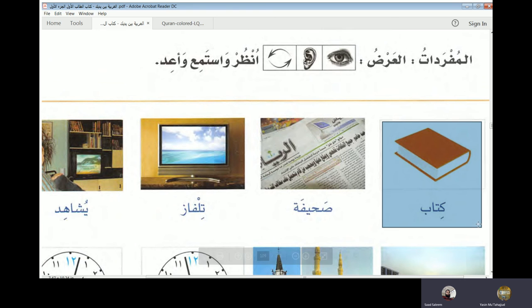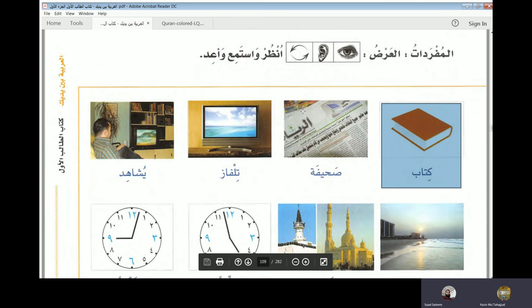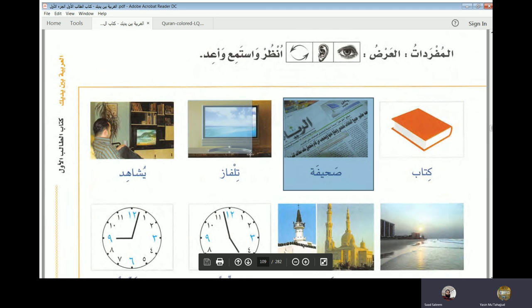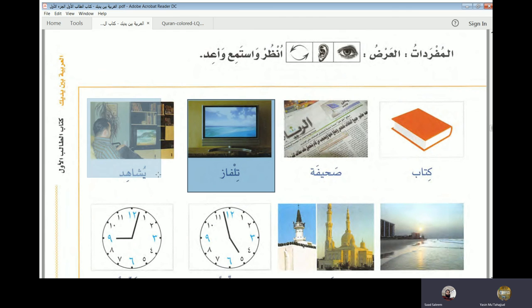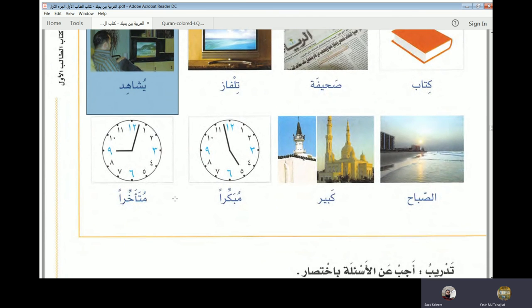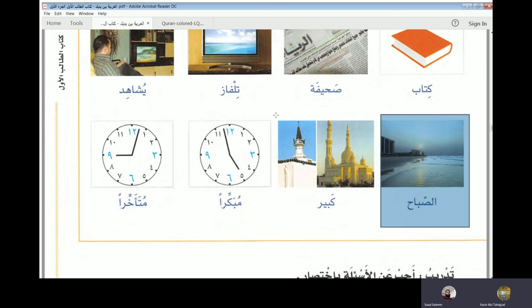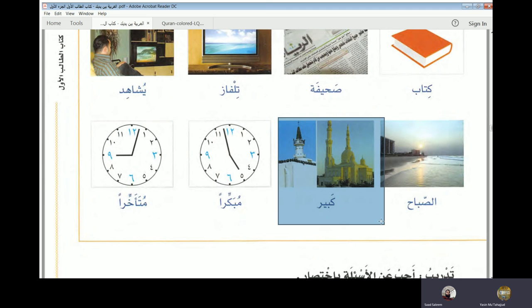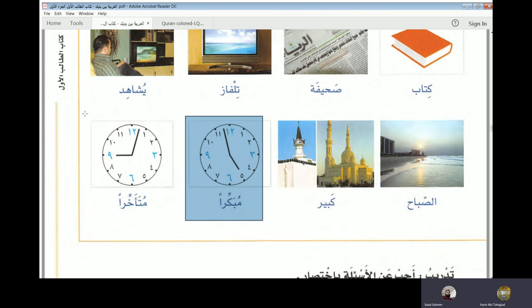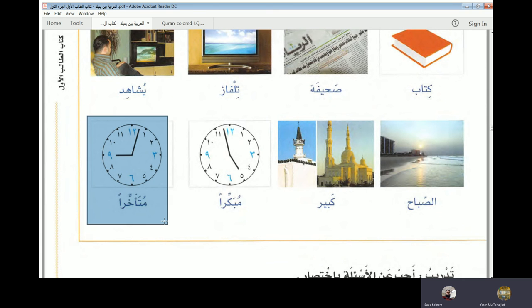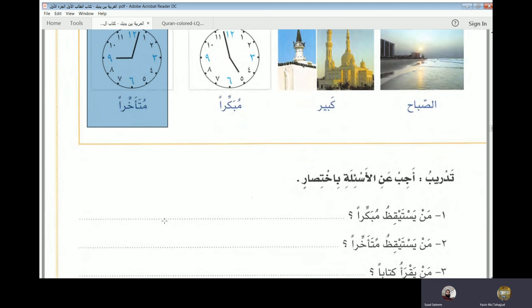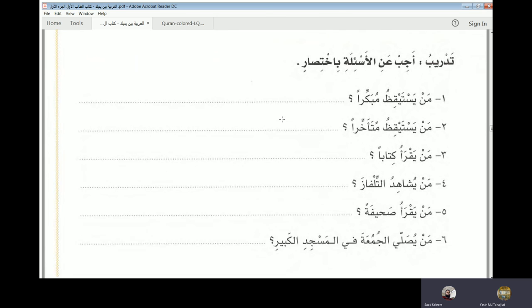Yeah, read this. Kitab, book. Sahifa, newspaper. Tilfaz, TV. Yashahid, watching. As-Sabah, morning. Kabir, big. Mubakiran, early. Mutaakhiran, late.